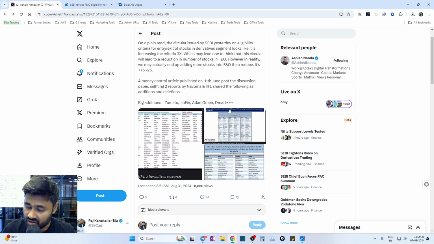So all in all, for people who are trading in stock options, I think it's good news for various reasons. First, the number of stocks might increase. Second, you might have more liquid stocks. Third, because of that, slippages might come down, and manipulations might come down, if any. So overall I think it's good news for stock option traders.